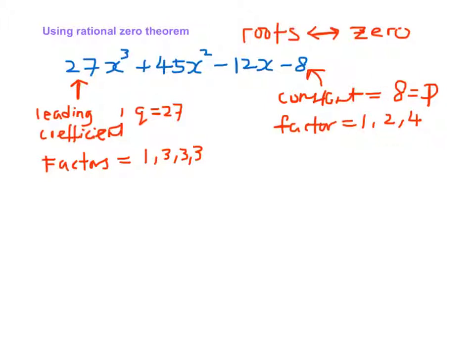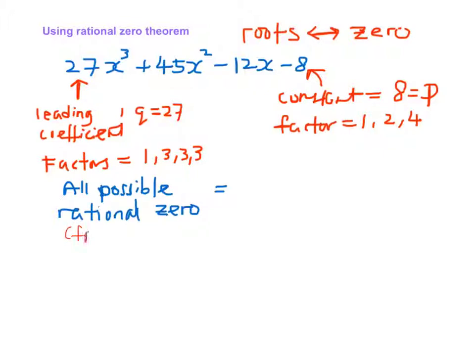Now what this rational zero theorem says basically is that if this polynomial has at least one rational zero, then all the possible rational zeros of this cubic, and in case you've forgotten what rational means, it means that the zero is a fraction.